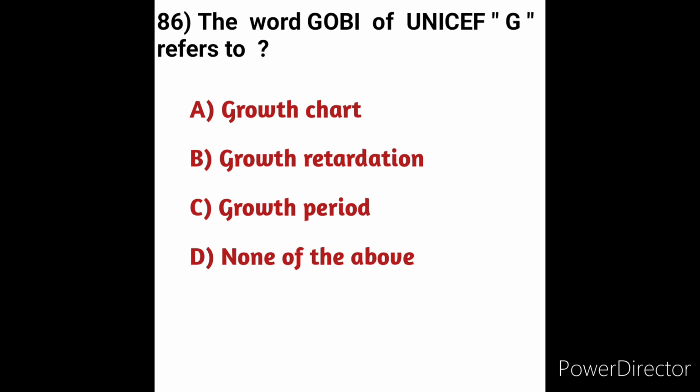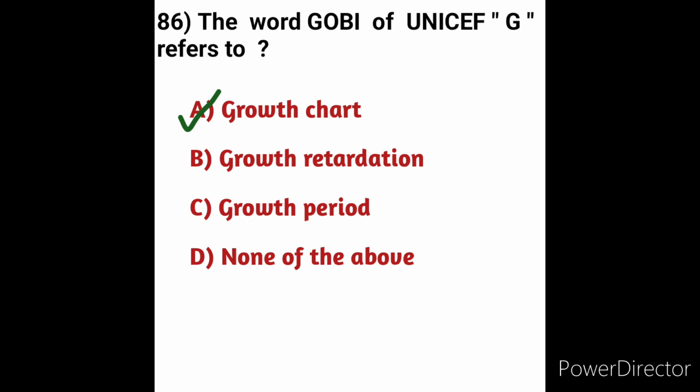Option A, growth chart. Option B, growth retardation. Option C, growth period. Option D, none of the above. GOBI means growth monitoring, oral rehydration, breastfeeding, and immunization. So here option A, growth monitoring or growth chart, is the correct answer. G for growth chart. Option A is the correct answer here.